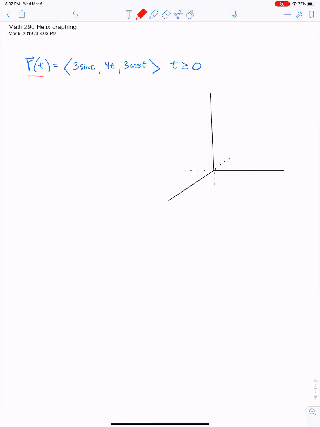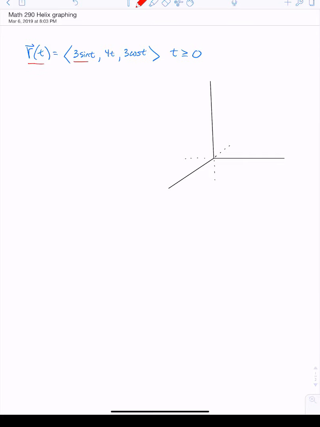Now the way that we determine the order, the way that the helix is going to be organized, is by looking at the sine and the cosine parts. In this case, the x, which is the sine part, and the z, which is the cosine part, means that we're going to have a circle in the xz plane, and then that circle will form a cylinder because the y variable is left out of that equation.